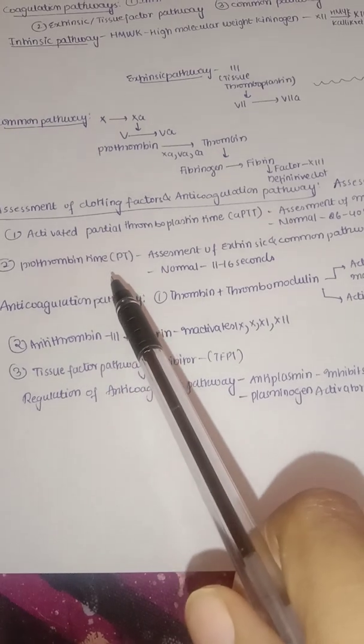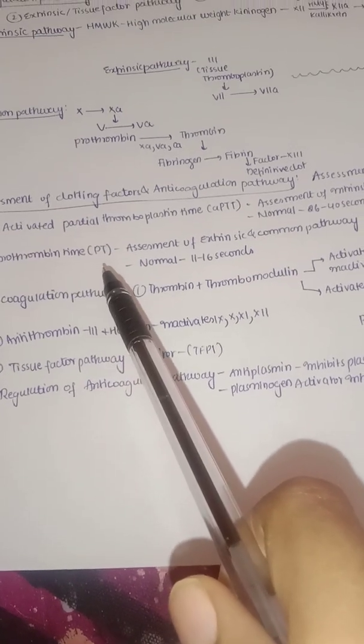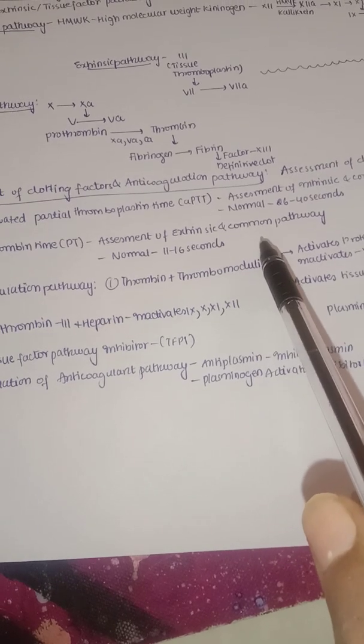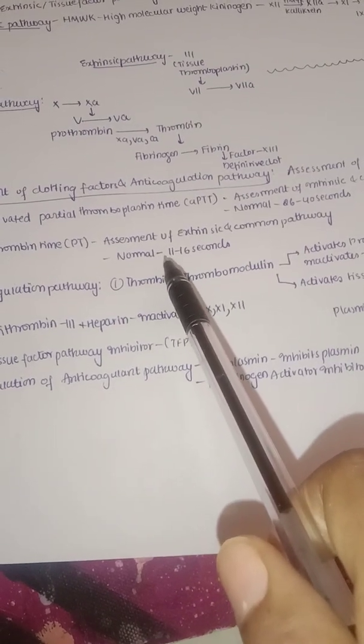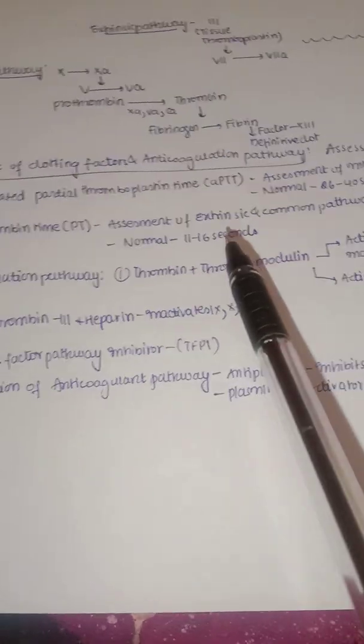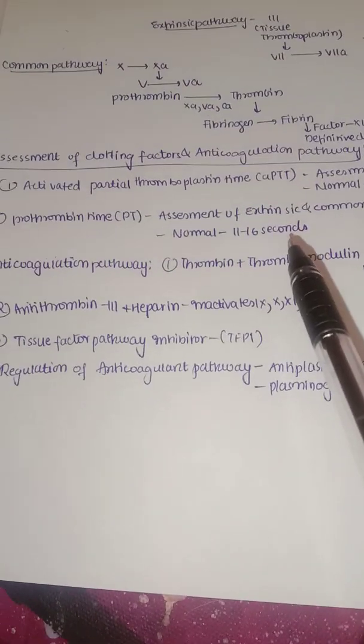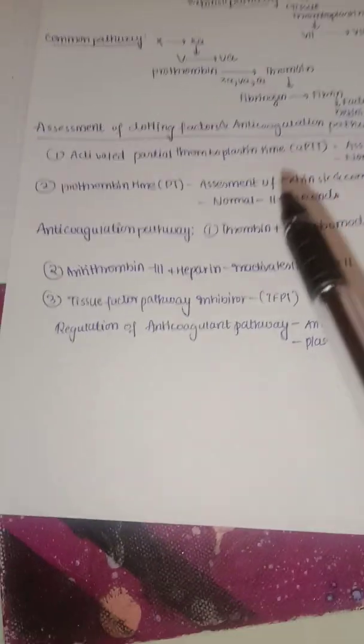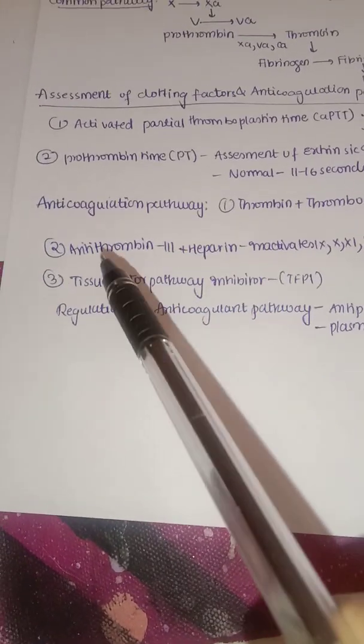And then prothrombin time, in the short form it's called PT. So this is mainly for the assessment of extrinsic and common pathway, and here the normal time ranges between 11 and 16 seconds. So if it is below this or above this, then it will again be abnormal. So now we'll see the anticoagulant pathway.